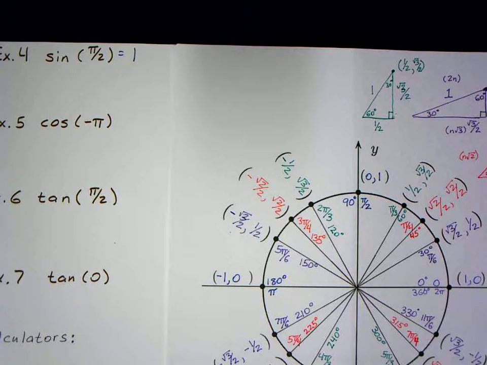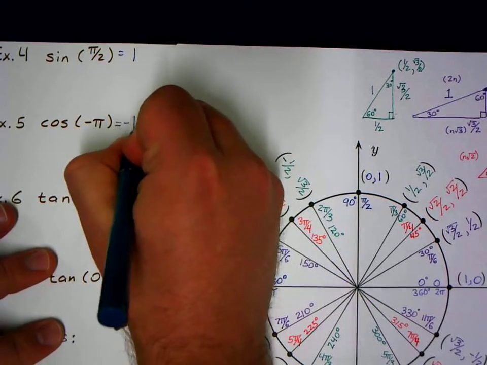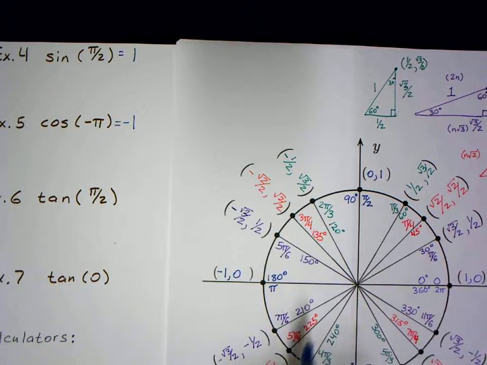You just can't do it with triangles. Okay, so what's cosine of negative pi? Negative 1. So that's cosine of negative 180 degrees. Negative pi and positive pi end at the same place.